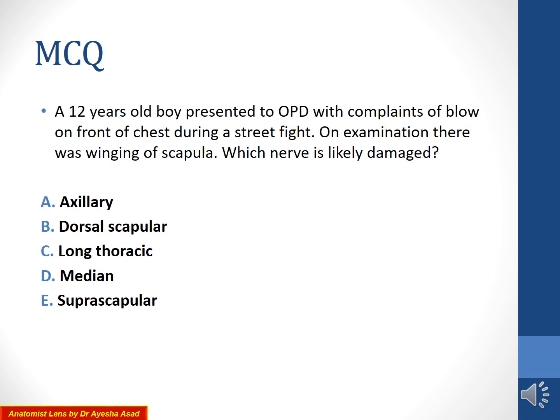Another MCQ. A 12 years old boy presented to OPD with complaints of blow on front of the chest during a street fight. On examination, there was swinging of scapula. Which nerve is likely damaged? Axillary nerve, dorsal scapular nerve, long thoracic nerve, median nerve, suprascapular nerve.